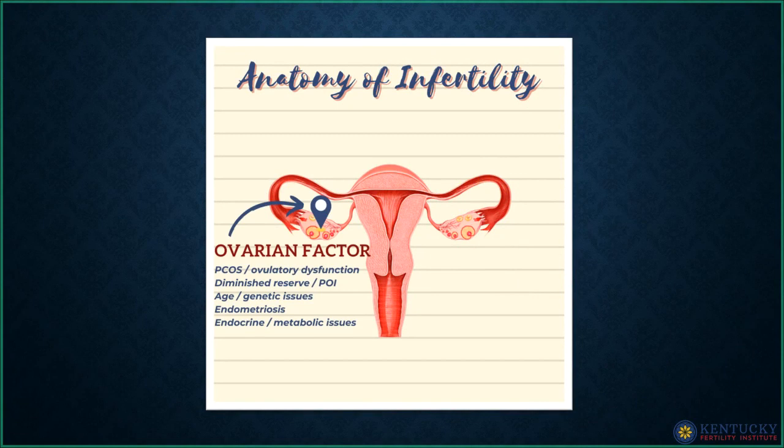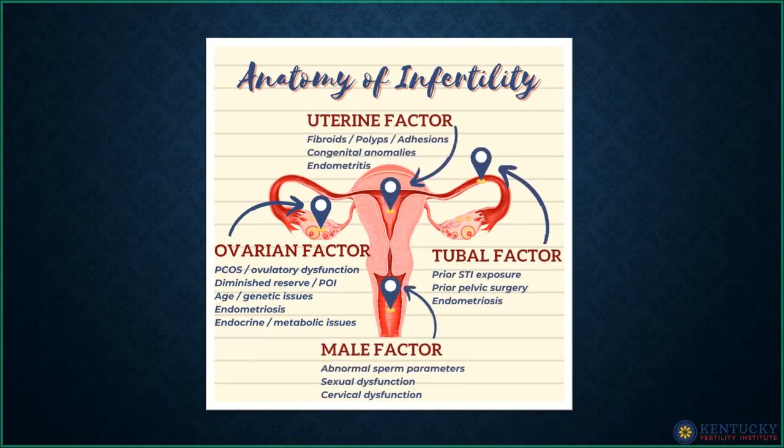This is where PCOS and other types of ovulatory dysfunction may be factors, diminished reserve, or patients with ovarian insufficiency. This is where age and genetic factors may be most significant. And endometriosis can also be important at the level of the ovary. Other endocrine and metabolic issues may also affect normal ovulatory function. So I feel like that's kind of an easy way to just conceptualize the workup of infertility.